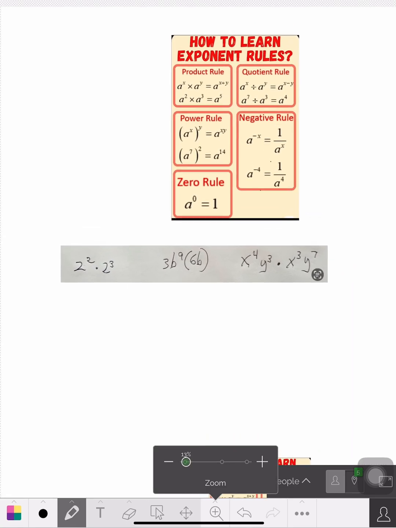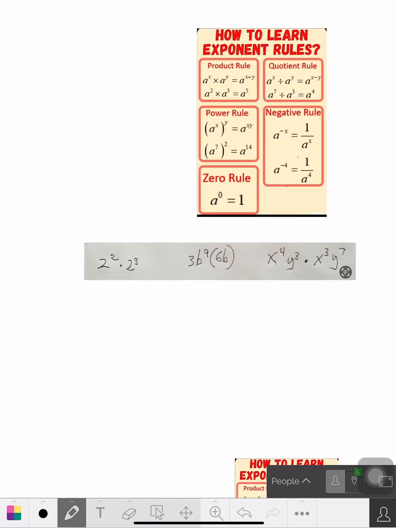The next one, okay. Now this is a little different. This doesn't look like the power rule. Actually, if you look right above, it's the product rule right here. So what we got there, it says if the constants are the same, which is 2 and 2, you add the exponents. So we got 2 to the second, 2 to the third, you add them. So it's going to be 2 to the fifth. And that's all there was to that one.